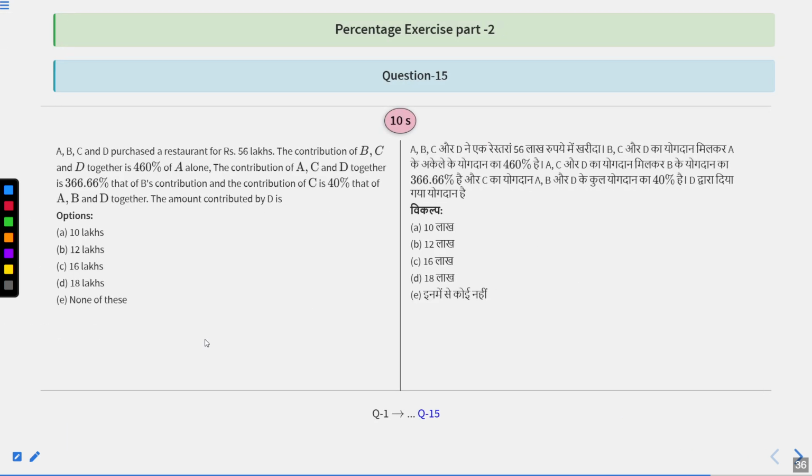A, B, C and D purchase a restaurant for 56 lakh rupees. The contribution of B, C and D together is 460% of A alone. The contribution of A, C and D together is 366.66% that of B's contribution, and the contribution of C is 40% that of A, B and D together. The amount contributed by D is... You have 5 options and 10 seconds to solve this question. Your time starts now.